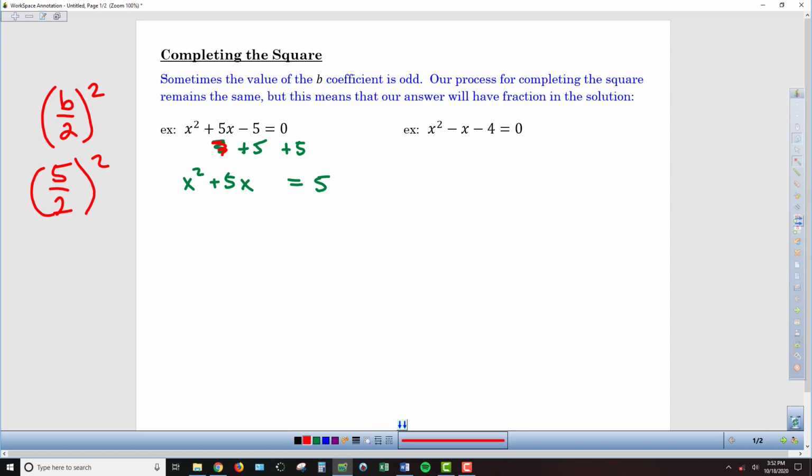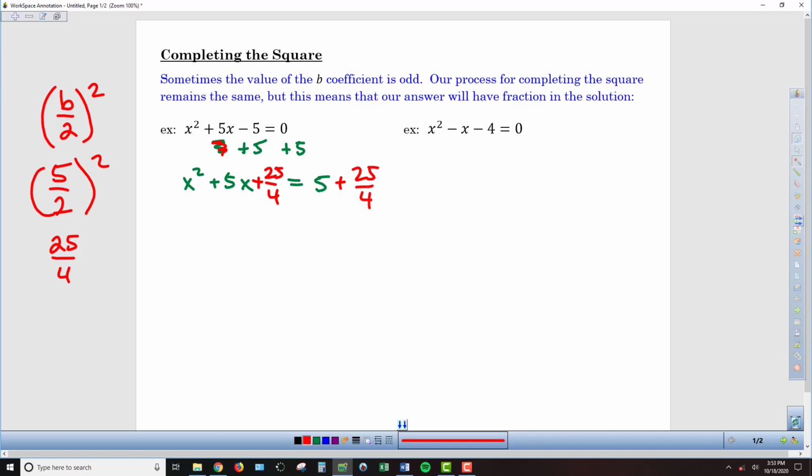Now we might be tempted to push buttons on our calculator and just make that 2.5 and then square that. But really it's in our interest, and what we're going to do here, is to leave it in fraction form. So I'm going to square the top number and the bottom number, and I'm going to get 25 over 4. So that's what I'm going to add to both sides of my equation. So I'm going to add 25 fourths to both sides.